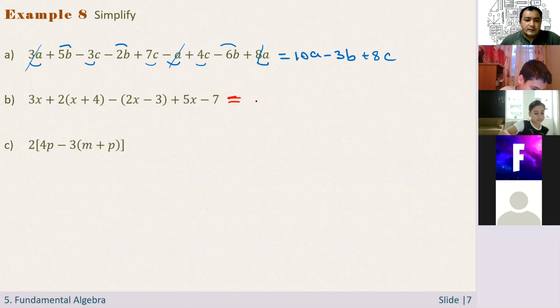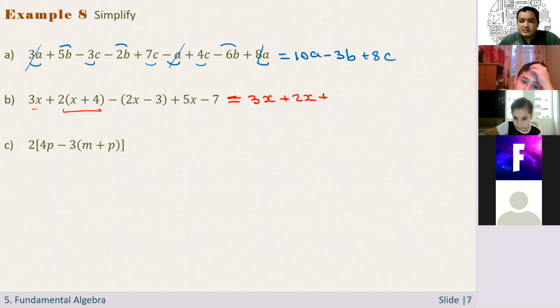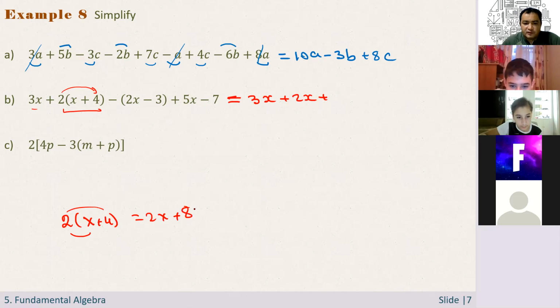Okay, Wagif, let's do it. First, we have nothing to do with 3x. Let me just write it. Okay, 3x plus, expand this quickly. 2 times x plus 4. No, actually we should expand this, right? 2 times x plus 4, right? 2 times x, it is 2x plus 2 times 4, it is 8, right? So 2x plus 8. Okay, next.